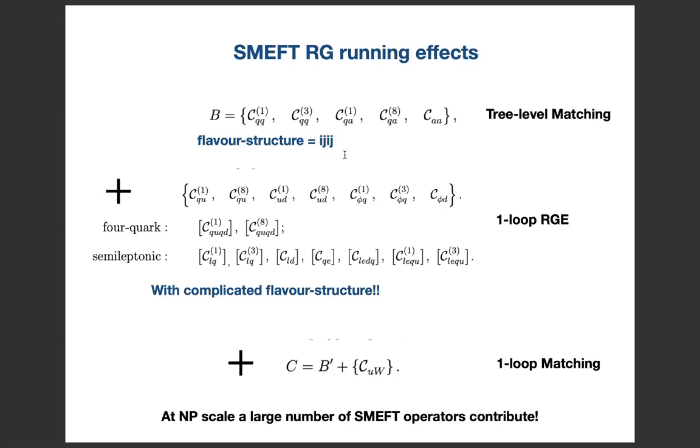So at tree level, you have these operators, the set B, which will generate only the vector operators, and then at one loop, all these operators come into play, and none of them generate scalar operators. And when you add one-loop matching, the only thing that is new is the CUW operator, which again doesn't generate scalar operators. Yeah, so we didn't find any. Do you know the generic reason? I don't know that. There must be really a physical reason.